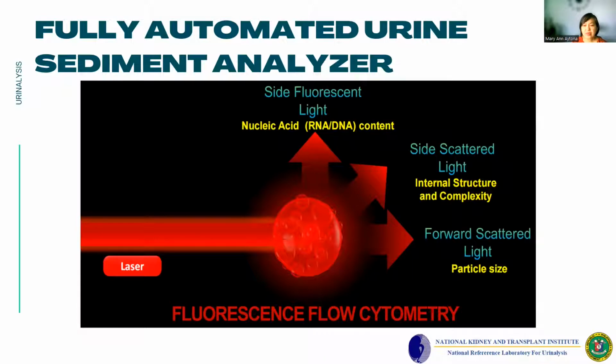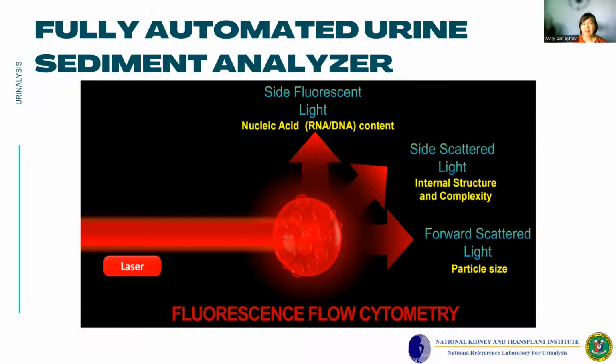Next, the sample is transported into the flow cell. The sample is illuminated by a semiconductor laser beam which can separate the cells using three different signals. First is the forward scattered light. Second, the side scattered light. And third, the side fluorescent light.